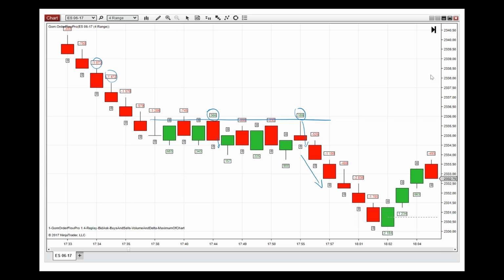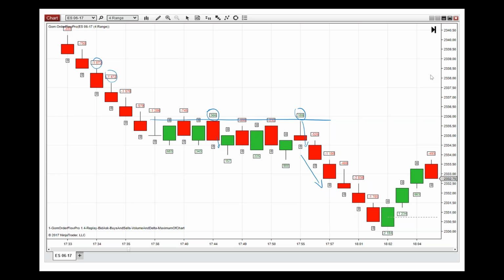Is there a relationship between cumulative delta to open interest? No, not at all. Sorry, I thought you were talking about cumulative delta and the COT and open interest.